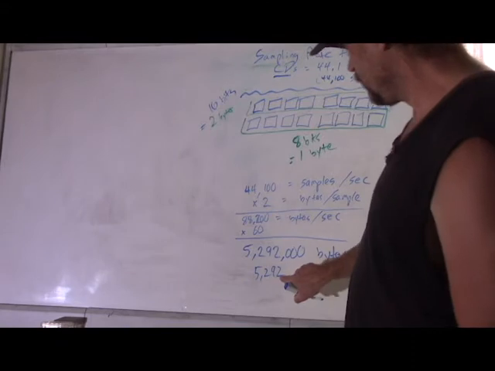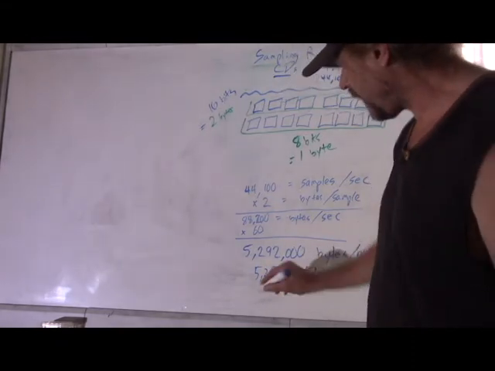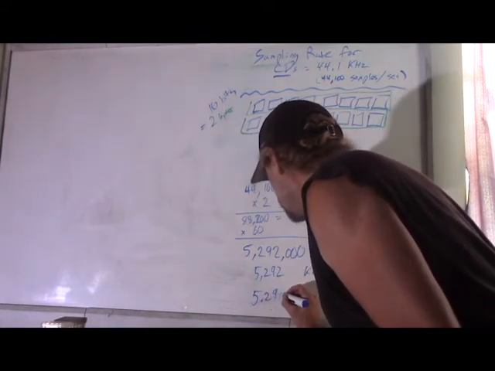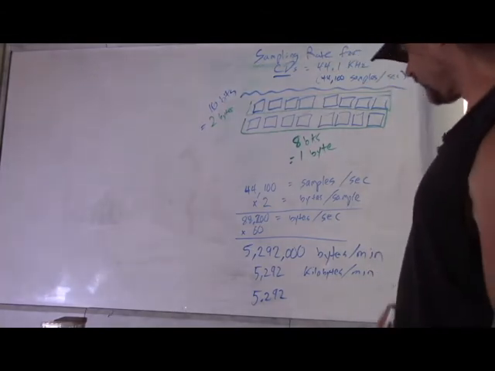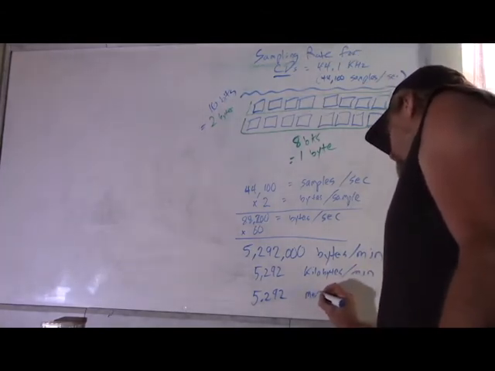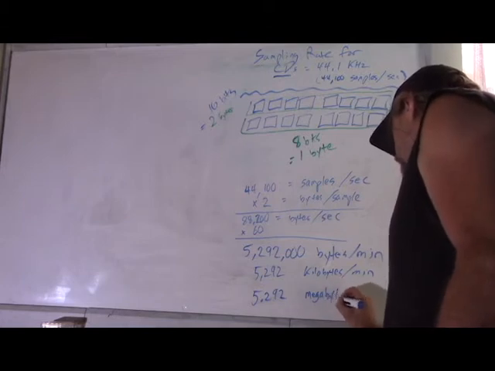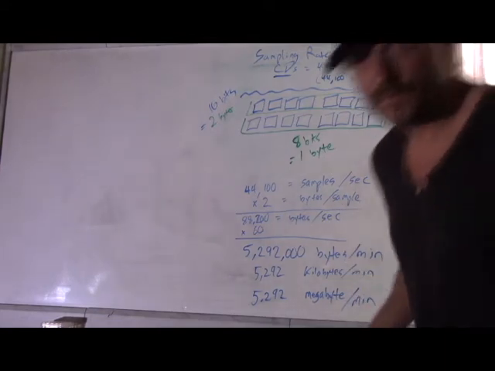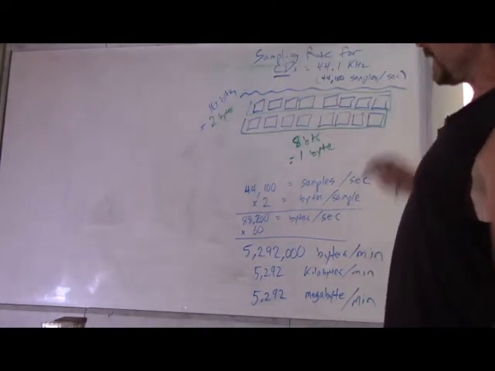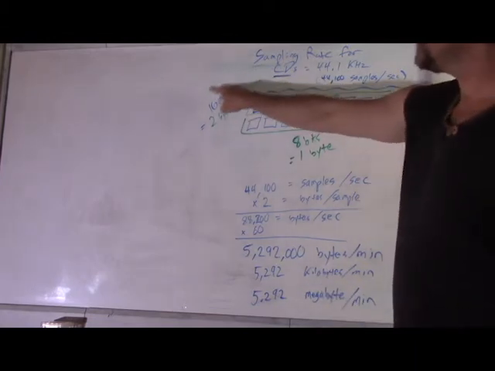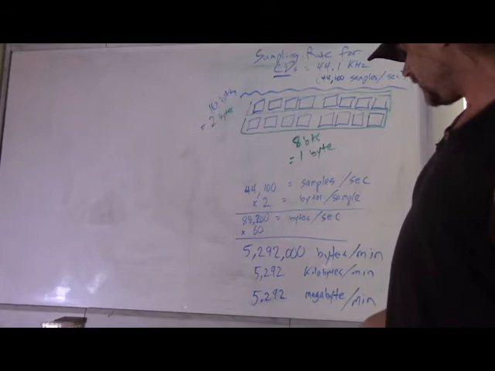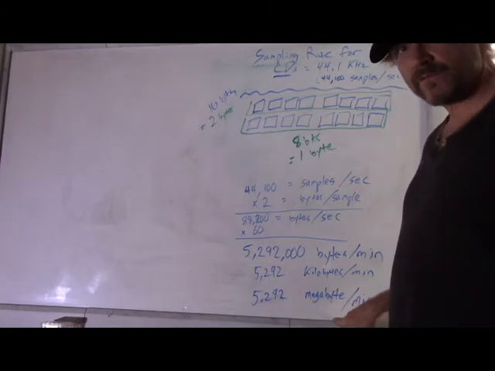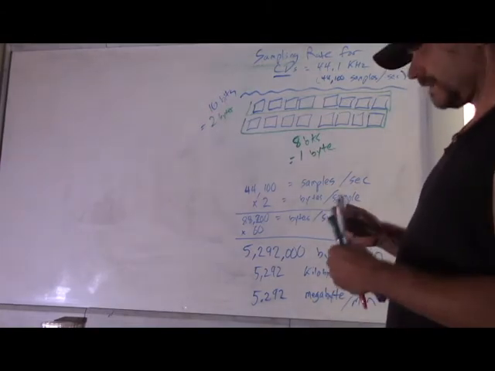But you know what? Move the decimal place 3 more spots and make that into 5.292 million bytes. What do we call a million bytes? We call it a megabyte. Okay, so to sum up here, if we're going to record 1 minute of music using 16 bits, we're going to need 5.292 megabytes per minute.